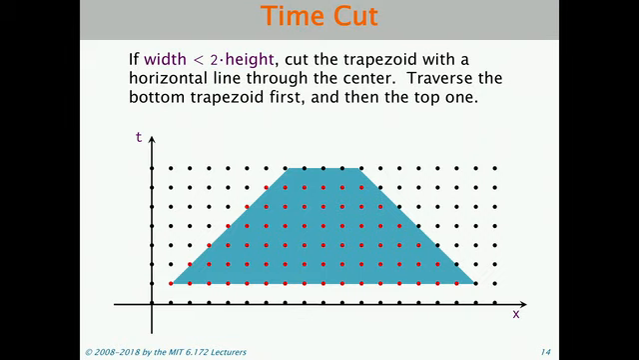Then what I'm going to do is cut it with a horizontal line through the center. And then I'm going to traverse the bottom trapezoid first. After I'm done with that, I can traverse the top trapezoid. And again, the top trapezoid depends on some points from the bottom trapezoid, so I can't switch the order of those.